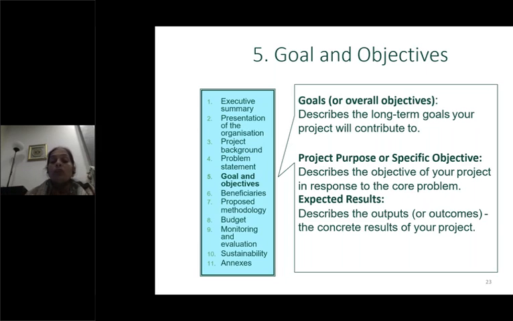But objectives are more specific. You take each and every, like, how you are going to achieve that goal, that will be in the objectives, and describe the project in response to the core problem and the expected results, which just give you the outcomes and the concrete results of your project. Next.